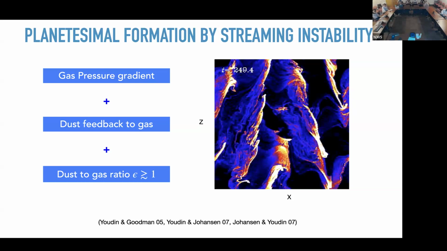And second, you need dust feedback to gas so that you can have slower regions when there's denser dust. And finally, you have to reach a certain level of local dust-to-gas ratio. Usually, people believe it should be higher than 1, but I will discuss later. There are also a lot of details here, because the higher the dust-to-gas ratio, the stronger the dust feedback to the gas is, and then the streaming instability is stronger in this case.